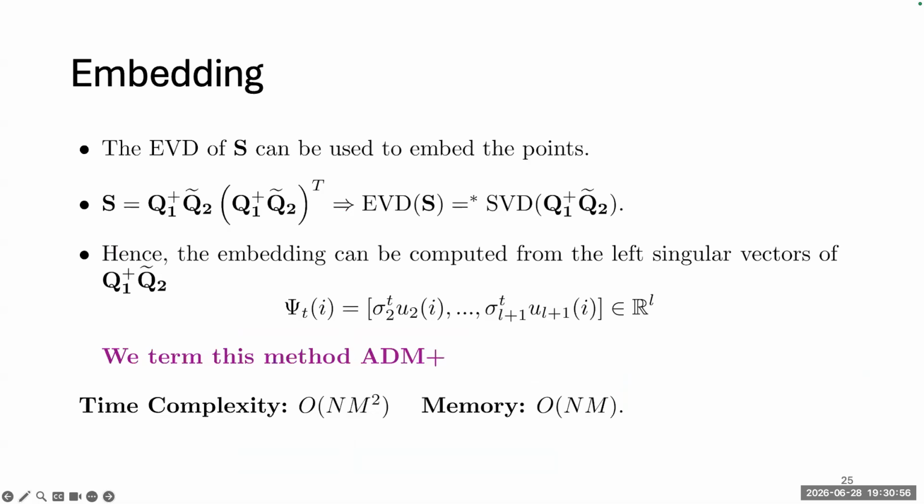Then the embedding is given by the eigenvalue decomposition of S, which is equivalent to the SVD of Q1 plus Q2 tilde, up to squaring of the singular values. We term this algorithm ADM plus, as it degenerates back exactly to ADM when all samples are aligned, thus acting as a natural extension for partial alignment. ADM plus has time complexity O of n times m squared and memory requirements of O of n times m, improving upon O of n cubed and O of n squared for ADM respectively.